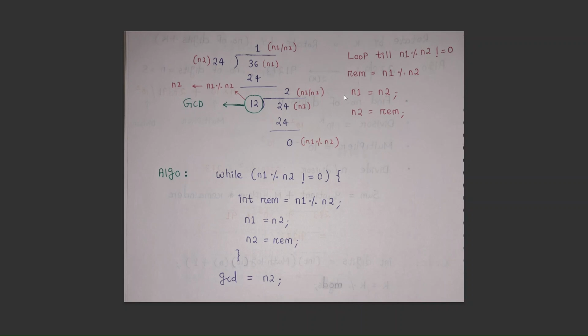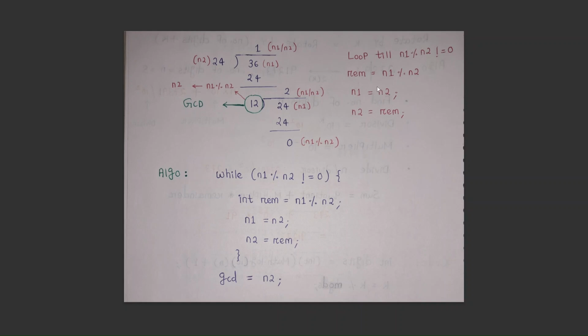And until how many steps do we have to continue this iteration? We have to continue this until n1 % n2 is equal to 0. So as you can see, I have noted down the points. Loop till n1 % n2 is not equal to 0. Remainder is equal to n1 % n2. In every step, we calculate the remainder.